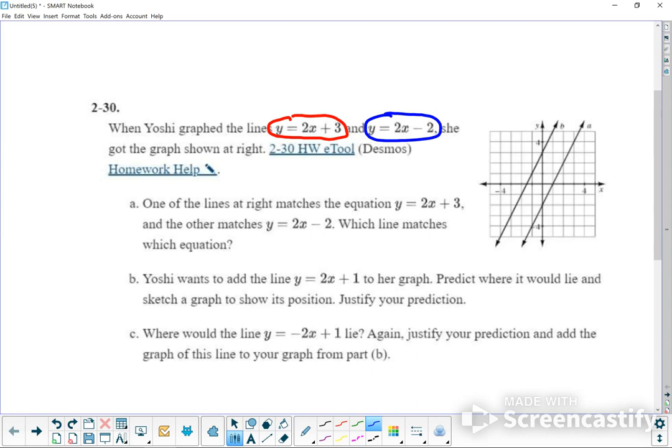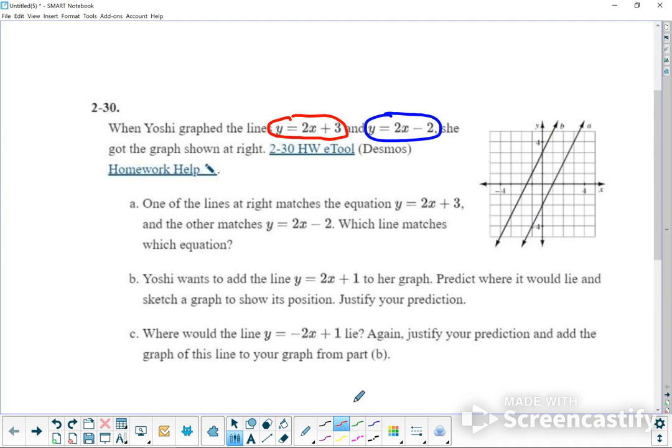So which one's which? Is this the blue one and the red one, or is this the blue one and this the red one? So that's the problem. One of the lines to the right matches the equation y equals 2x plus 3, and the other one matches the line y equals 2x minus 2. Which line matches which? Okay. So really easy to tell.